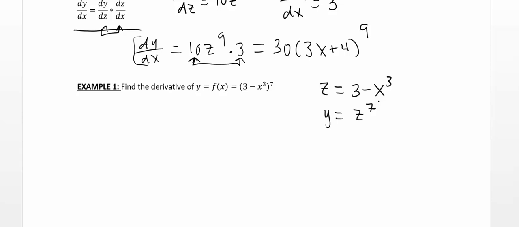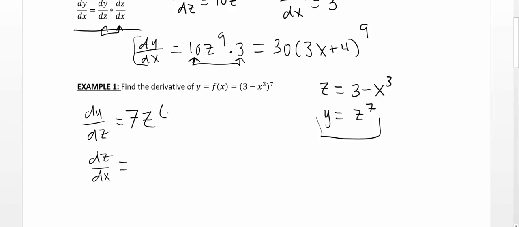So here, we now need to find dy/dz and dz/dx. If we can find these derivatives, we can multiply them together to get the derivative we want, dy/dx. So for dy/dz, I'm going to come over to my z to the 7th, and I'm going to take the derivative using my power rule.